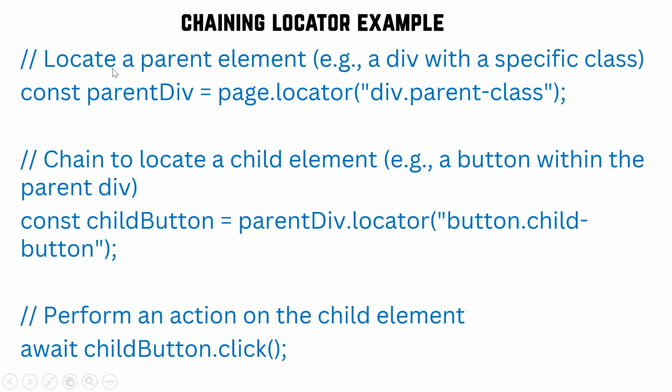So we first locate the parent element with any kind of locator strategy, either the inbuilt locator or another custom locator. After that, referencing the parent locator, I can go to the child locator, then I can interact with the child locator. So that is the concept of chaining locators. So let's see how we can do it.